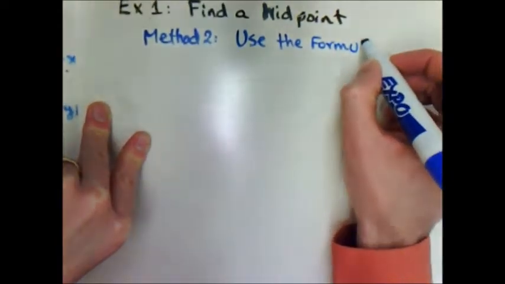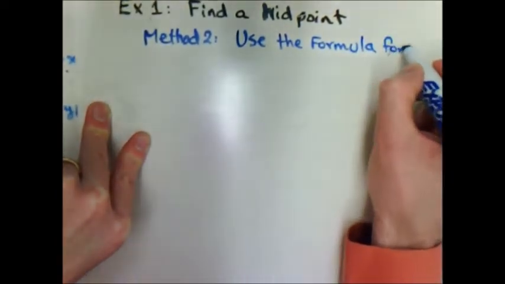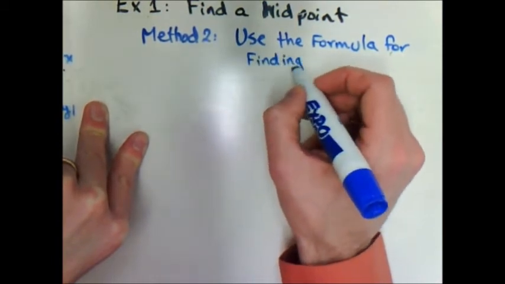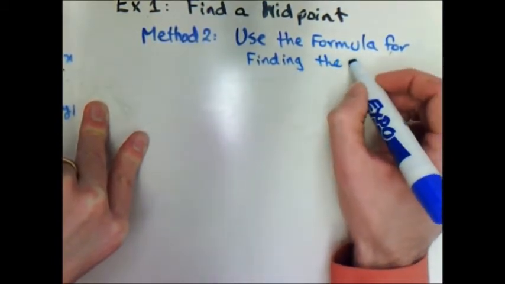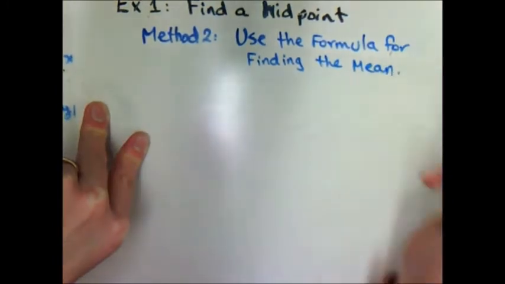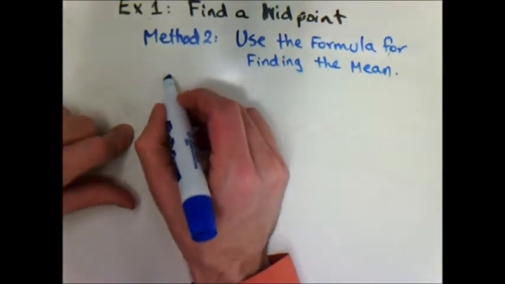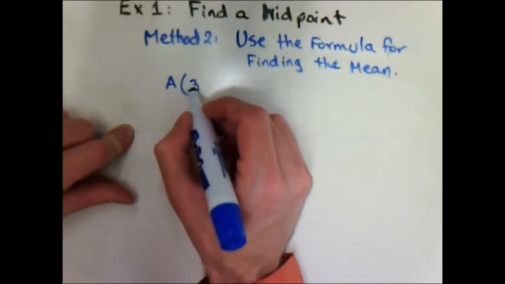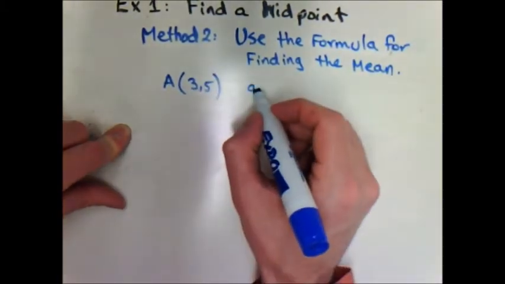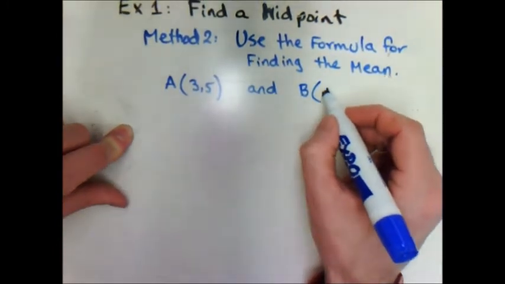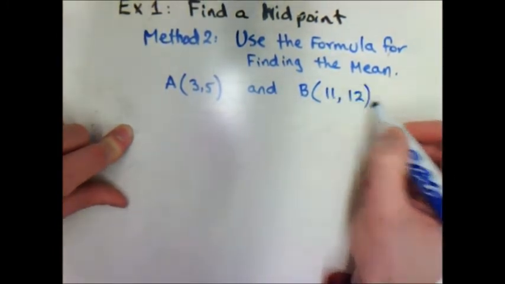Use the formula for finding the mean. What is the mean? Just the average, okay? So again, I'll write our 2 points here. We have the point A at 3, 5, and B at 11, 12.